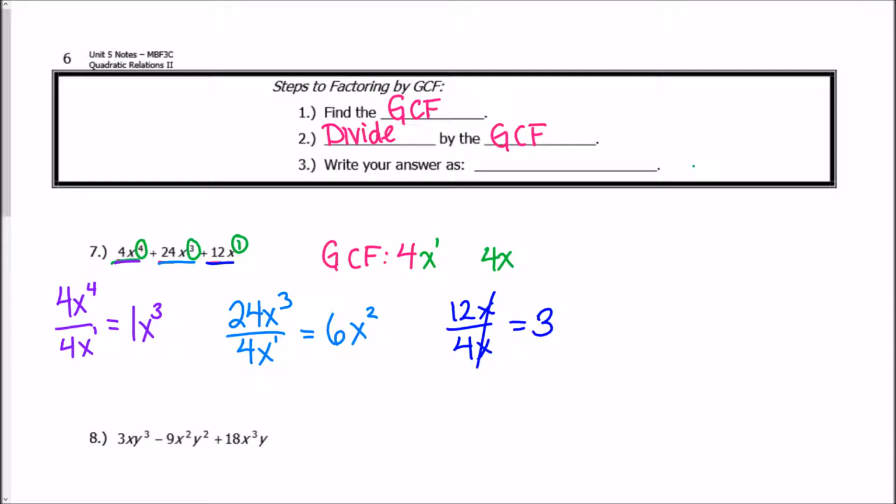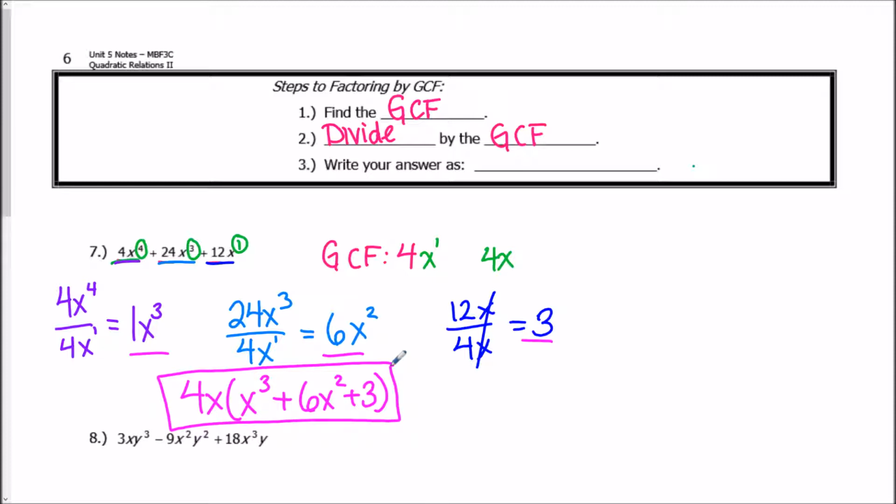So now what I'm going to do is write my answer out. If I factor by GCF, I'm going to write my GCF out in front right here, and then say it's being multiplied by x to the power of 3 plus 6x squared plus 3. And that's what I'm doing when I'm factoring my GCF, because remember, you're just undistributing.